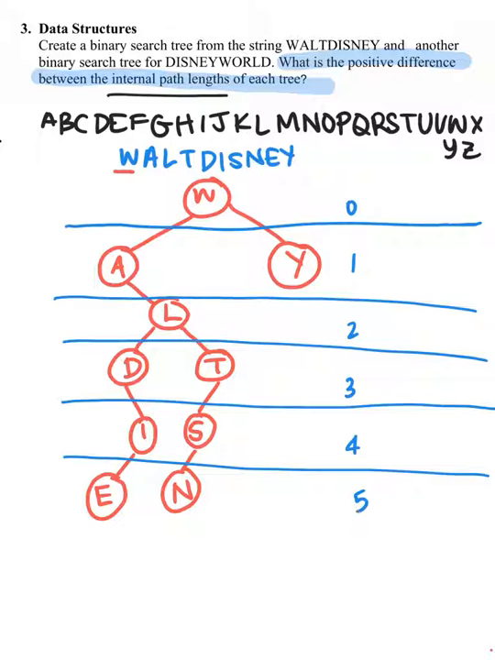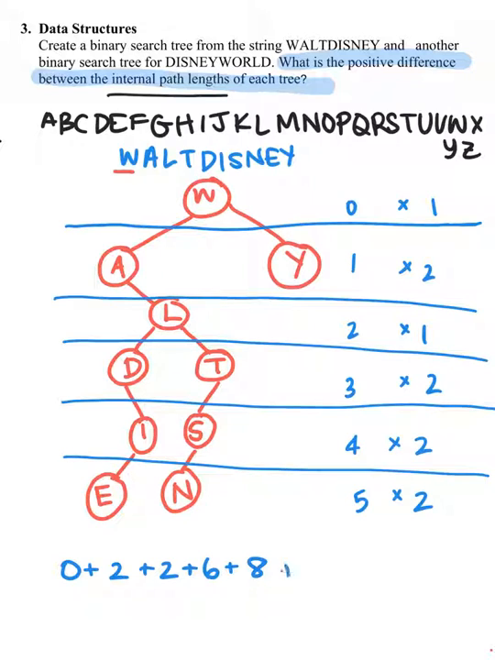To the right of that, I'm going to write how many nodes are in each level, and be sure to multiply those out, and then we're going to add them to get our internal path length. So we have 0 plus 2 plus 2 plus 6 plus 8 plus 10. And the sum of that is going to be our internal path length. So the internal path length for the string Walt Disney is 28.